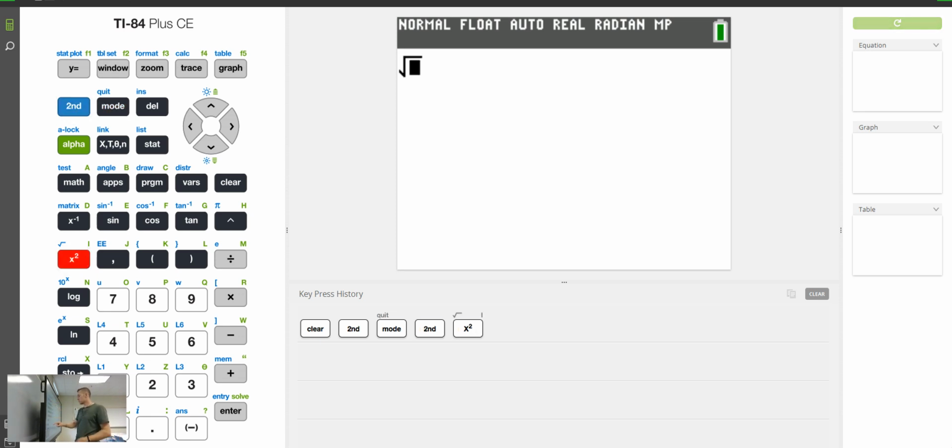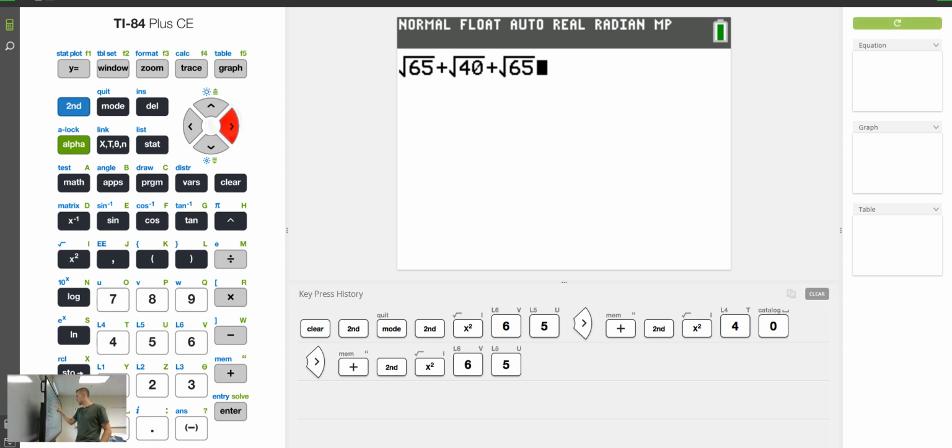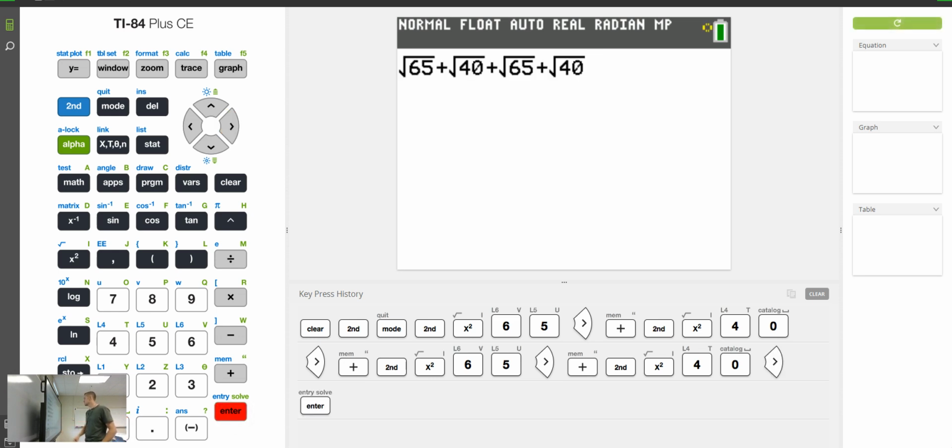And we wanted the square root of 65 plus the square root of 40 plus the square root of 40 plus the square root of 65 plus the square root of 40. All right, that's what we wanted. We hit enter.